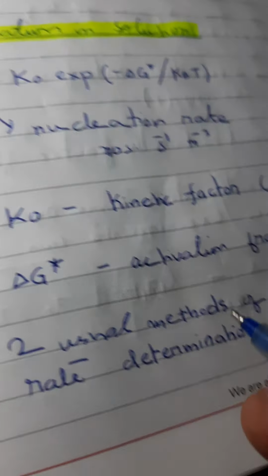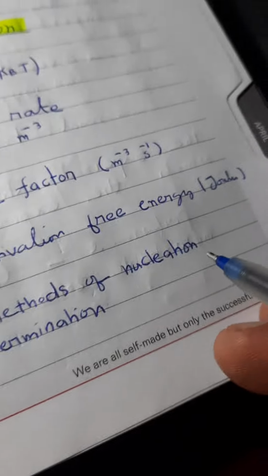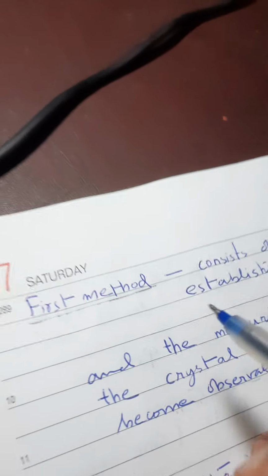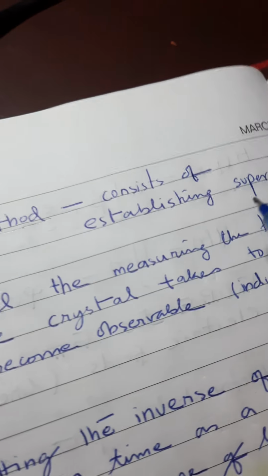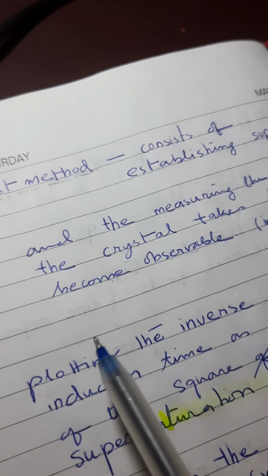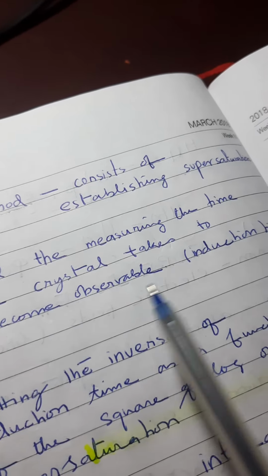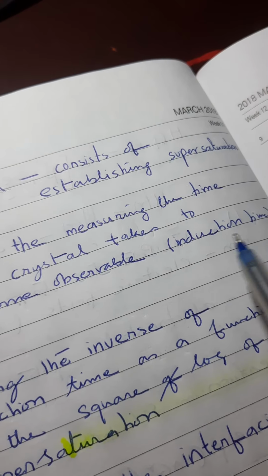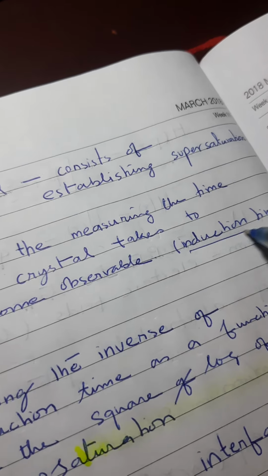Now there are two usual methods of nucleation rate determination. The first method consists of establishing supersaturation and measuring the time the crystal takes to become observable, and that is called the induction time.